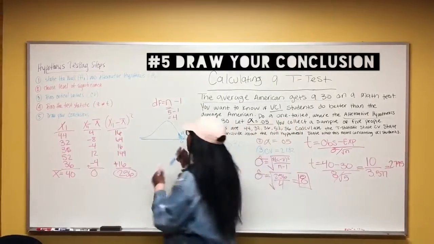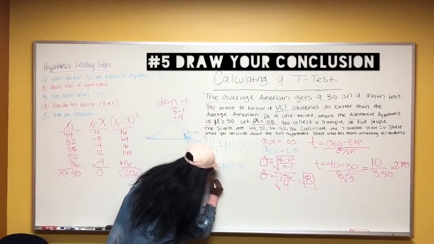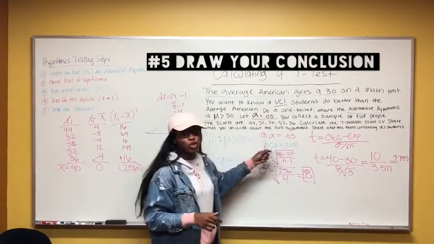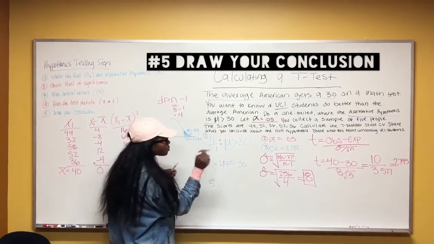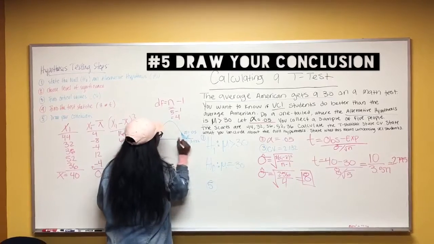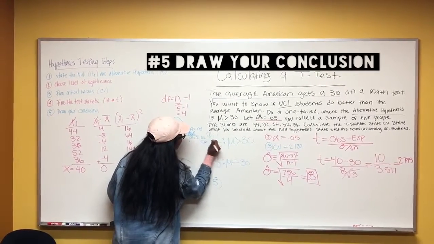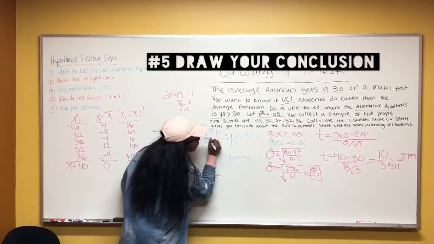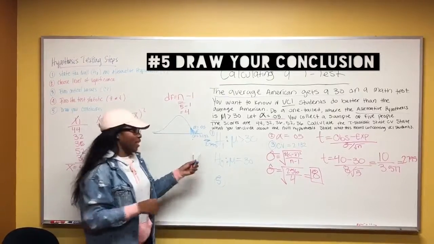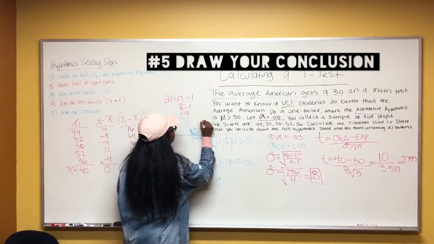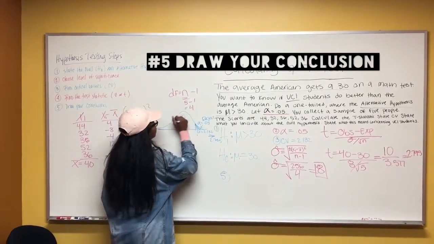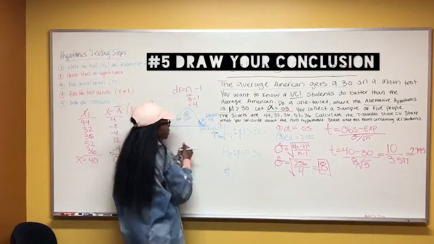We're going to move on to step 5, which is drawing our conclusion. Since our t-statistic is larger than our critical value, which is 2.132, our t of 2.795 is way out in the rejection region of our bell curve. We're going to be rejecting the null. On this side, you reject the null hypothesis, and if it's within our bell curve, you fail to reject the null.